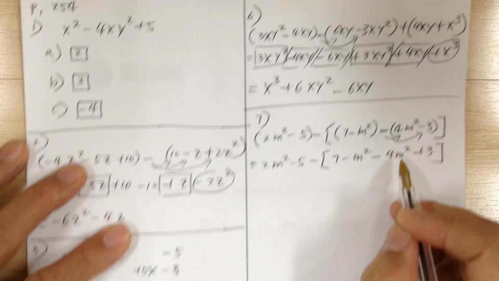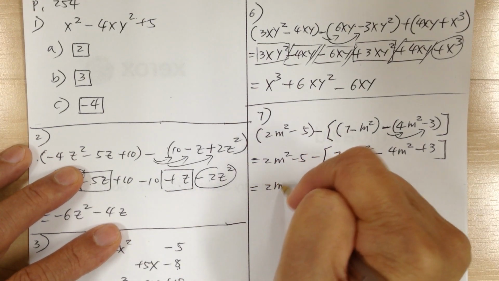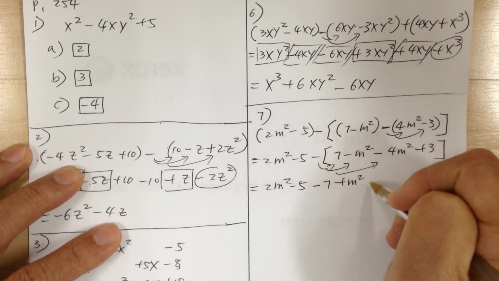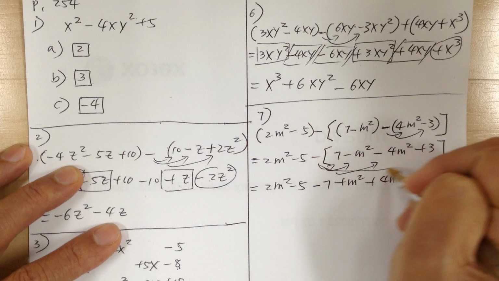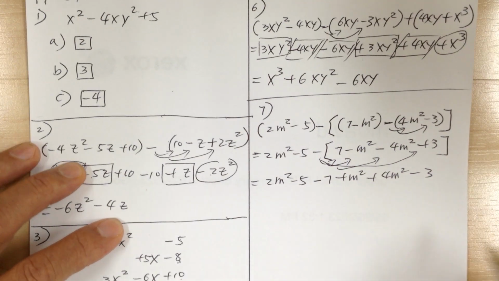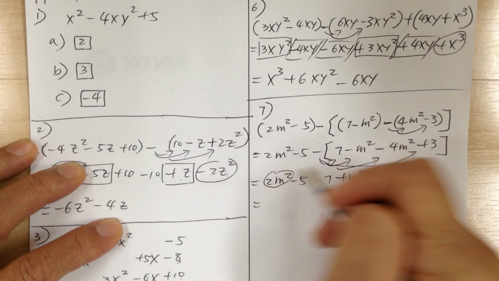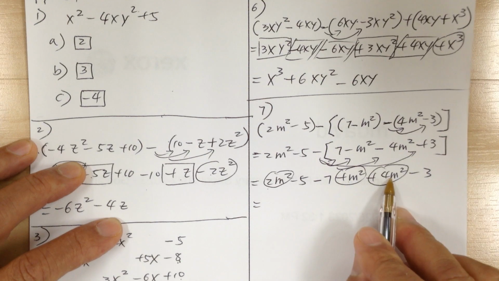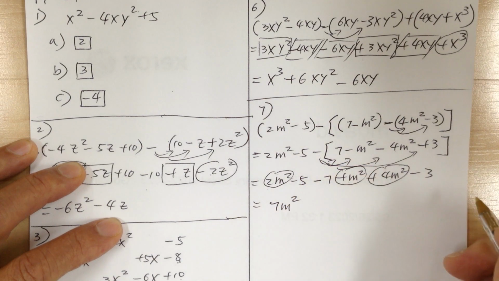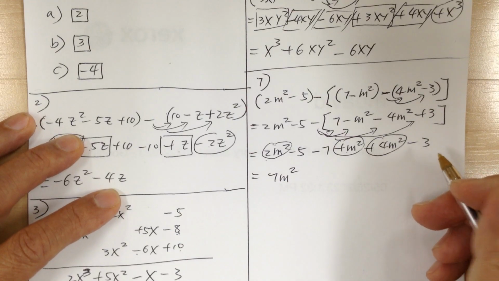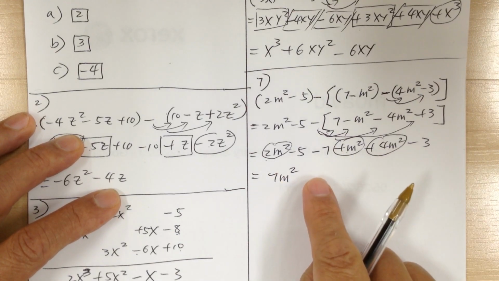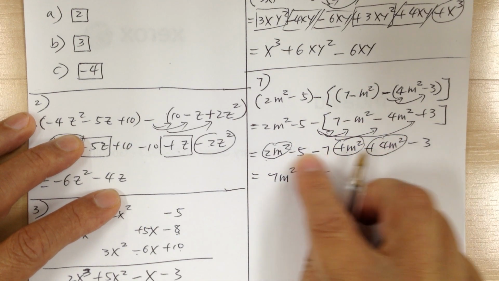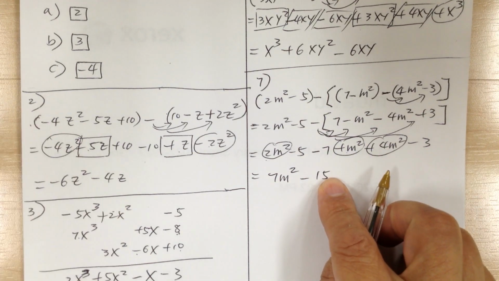Okay, so we take care of the parentheses, then we do the brackets. So distribute, so it'd be minus 7 plus m squared plus 4m squared minus 3. Okay, then after that, let's go and combine the like terms. So let's start with the square. So 2 plus 1 is 3 plus 4 is 7. And then there is no 1 degree term. So next one would be just the numbers. So it would be minus 15. Okay, minus 5. Negative 5 minus 7, that's give you negative 12. Minus 3 give you negative 15.